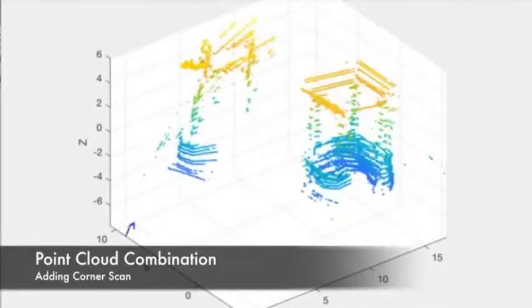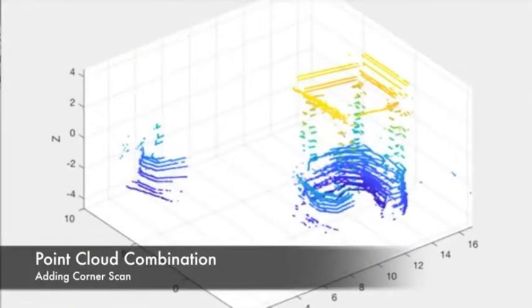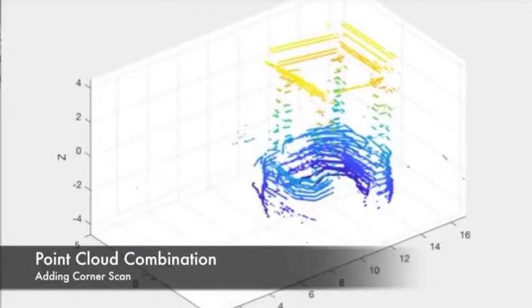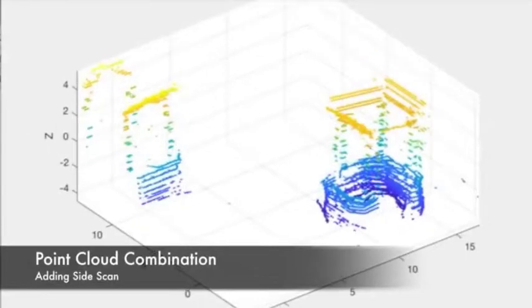Here you can see one of the corner scans being combined with the other scans for the well. The new point cloud is first rotated, then translated, then has noise removed. And here is the final side scan being added to the rest of the well.